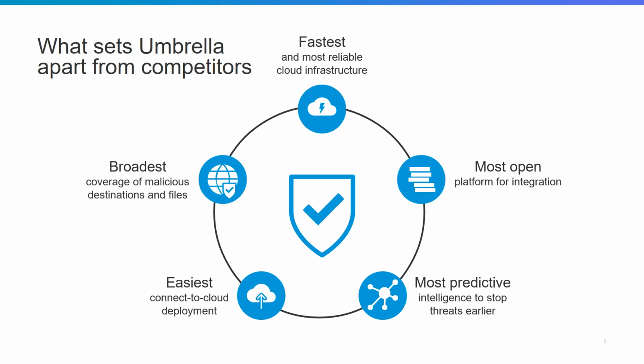Most predictive intelligence to stop threats earlier, with integration with Talos, visibility of all of this internet traffic that was mentioned, like 80 billion. I think it's higher than 80 billion now, DNS requests daily to determine and have that predictability. They have automation there and analytics and threat intelligence individuals who understand how the landscape is and detect zero-day threats. With that in mind, they have the broadest coverage for malicious destination and file detection.